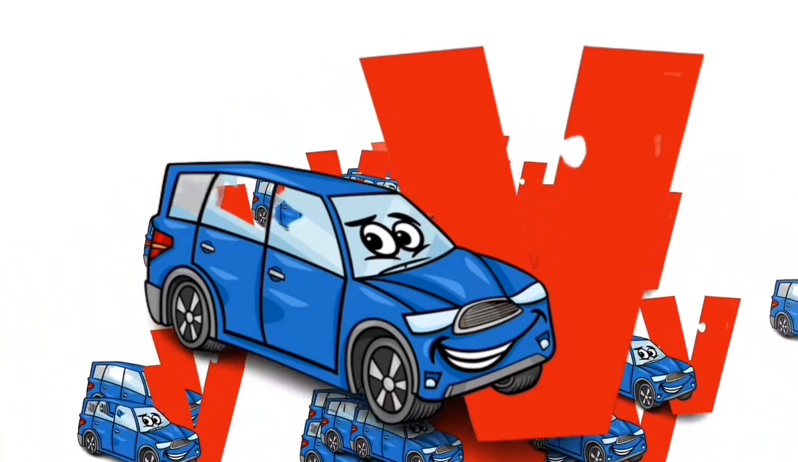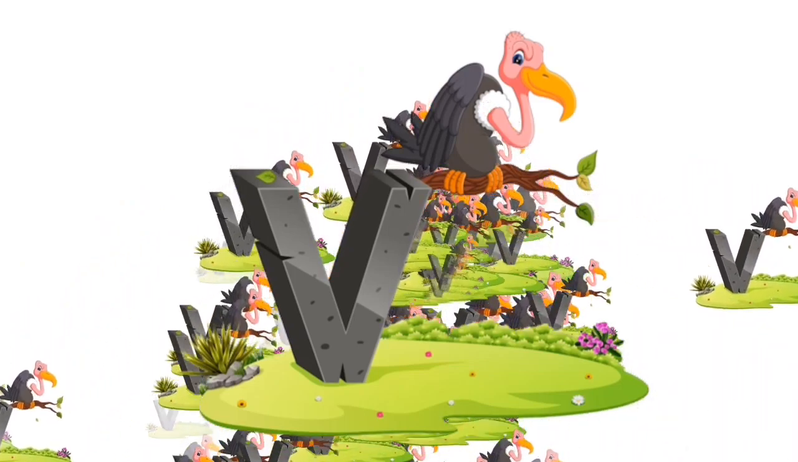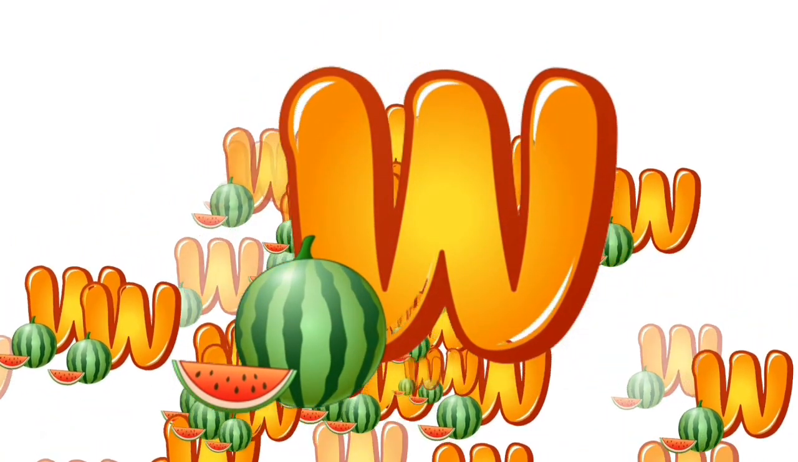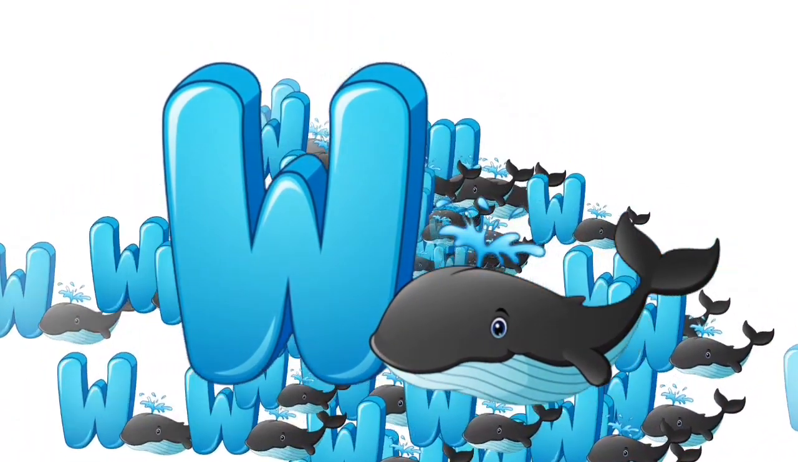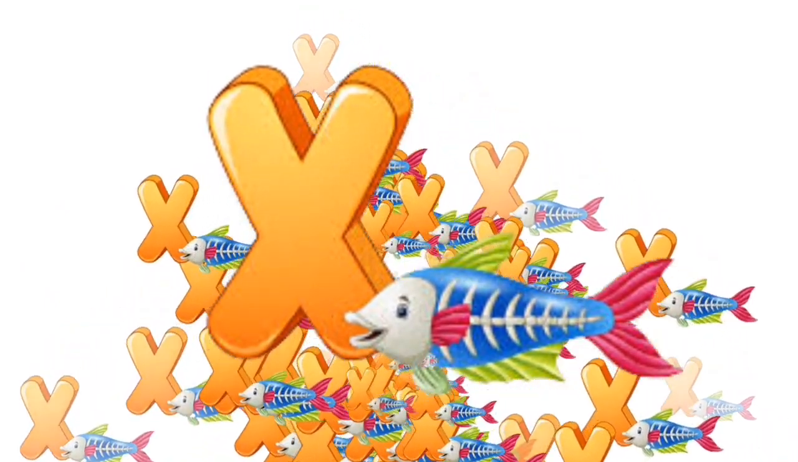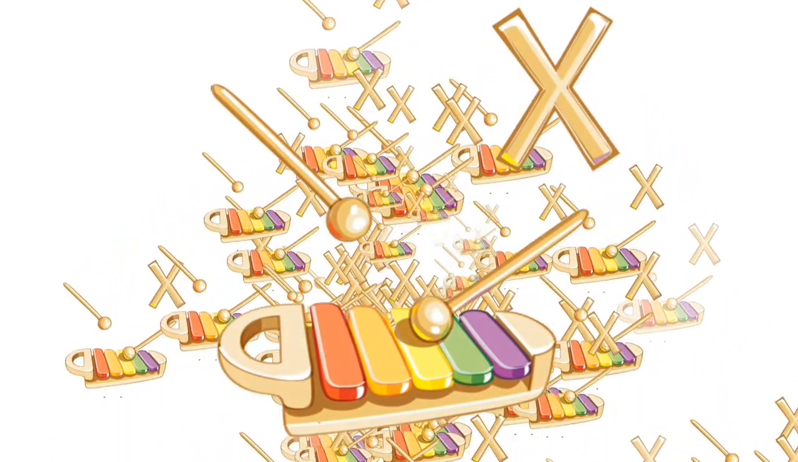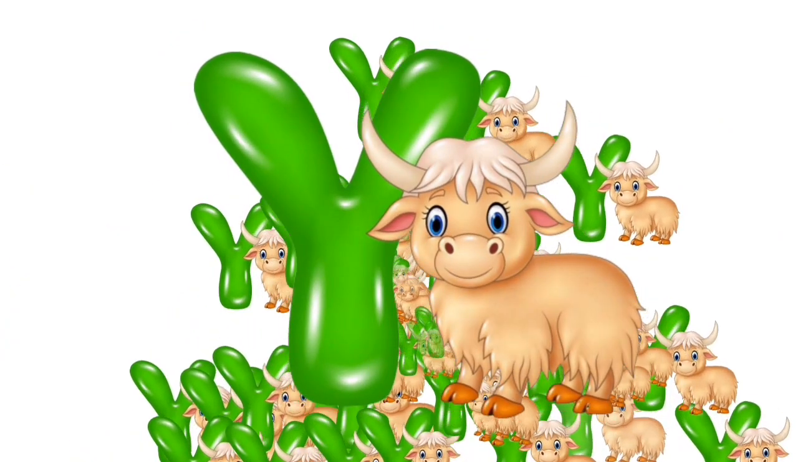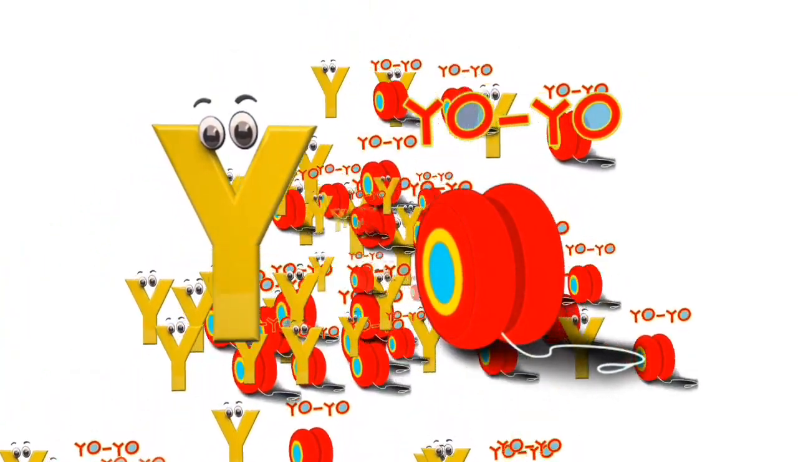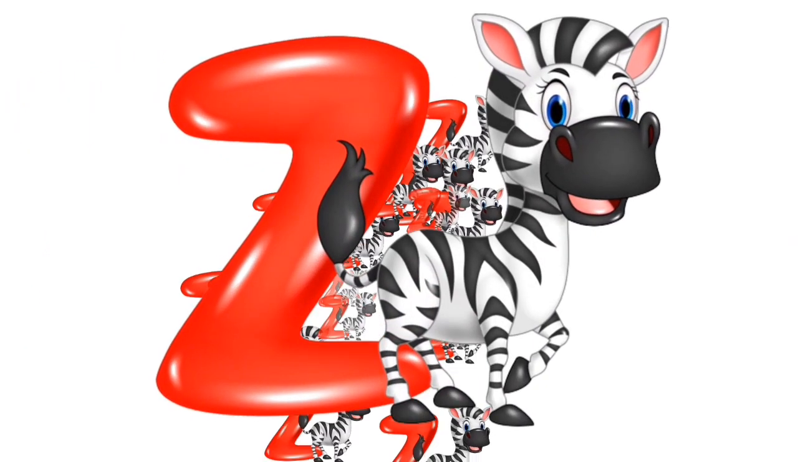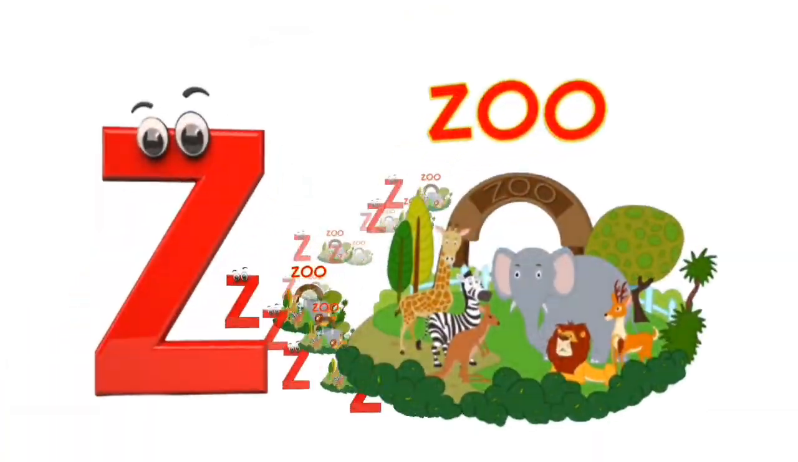V for van. V for vulture. Vulture, van. W for watermelon. W for wheel. Watermelon, wheel. X for X-ray fish. X for xylophone. X-ray fish, xylophone. Y for yak. Y for yo-yo. Yak, yo-yo. Z for zebra. Z for zoo. Zebra, zoo.